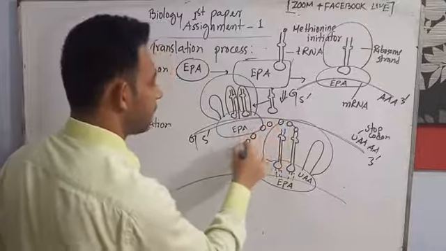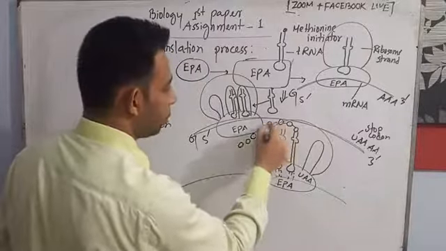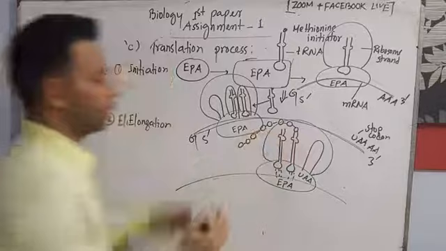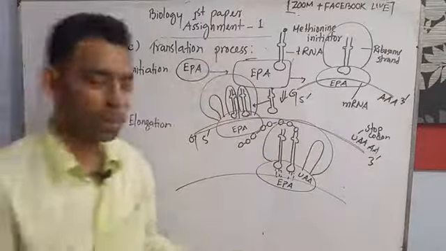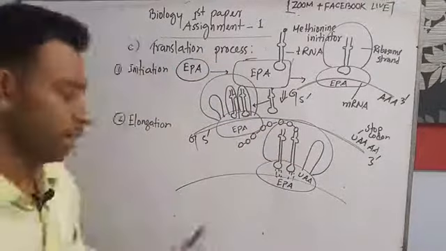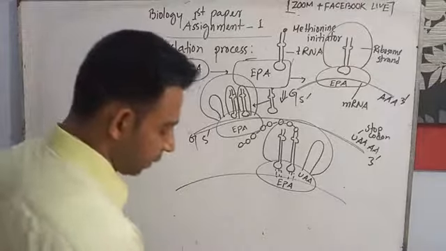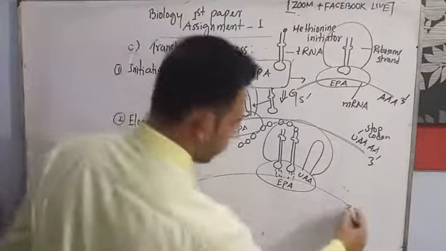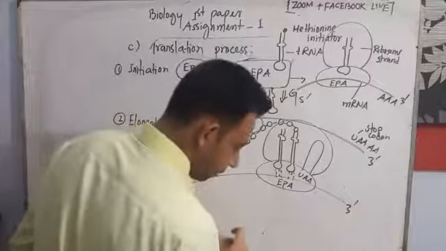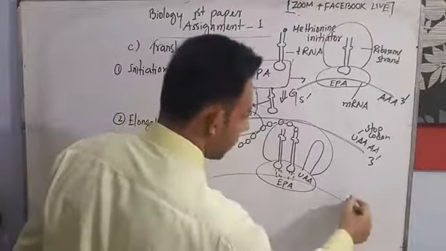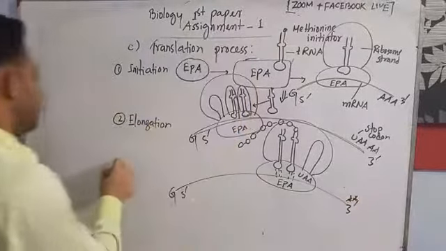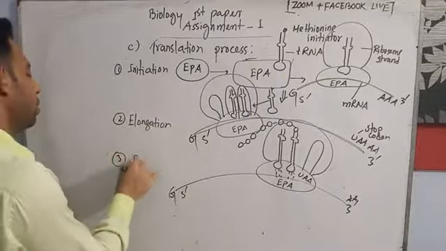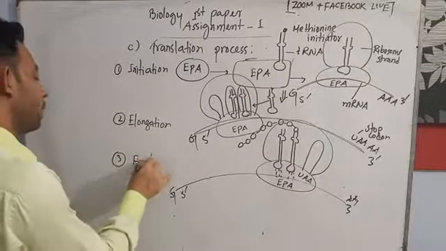I just draw it likely. Please follow that one, and I'm making some space, because I have a short board and it is not spacious here. 5 prime to 3 prime we can write in there, and here AA is on there. So the third is finalization or termination, you can write finalization.